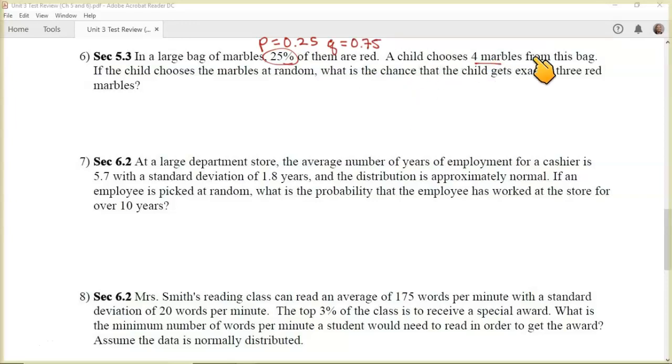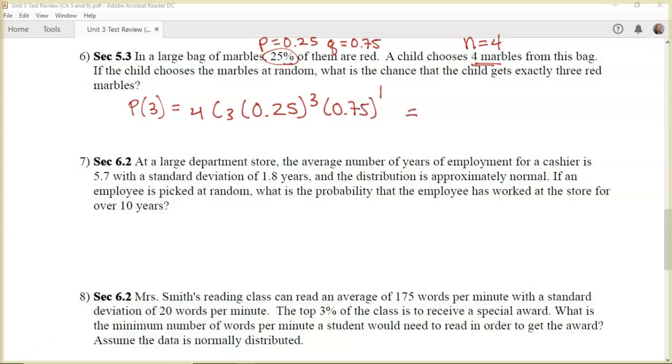So a child chooses 4 marbles from the bag. If the child chooses the marbles at random, what is the chance that the child gets exactly 3 red? Because we want to get red marbles, the probability of a success has to be related to red, that's why we can say that P is 0.25. We want the probability that it's exactly 3, not less than 3, not more than 3, just exactly 3. So we only have to find one value, unlike the previous example where we found 3 values and added them together. So the probability of exactly 3 red marbles would be 4 choose 3, 0.25 to the third power, and 0.75 to the first power.